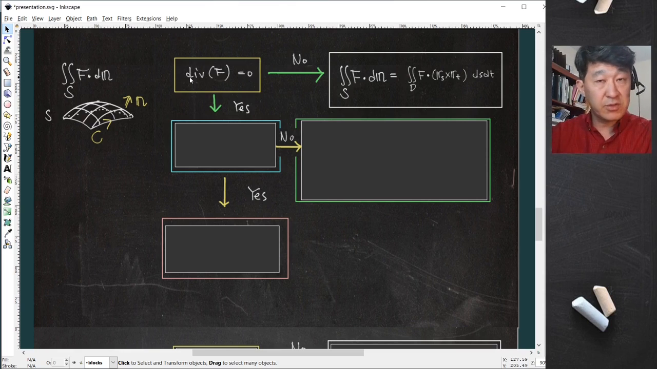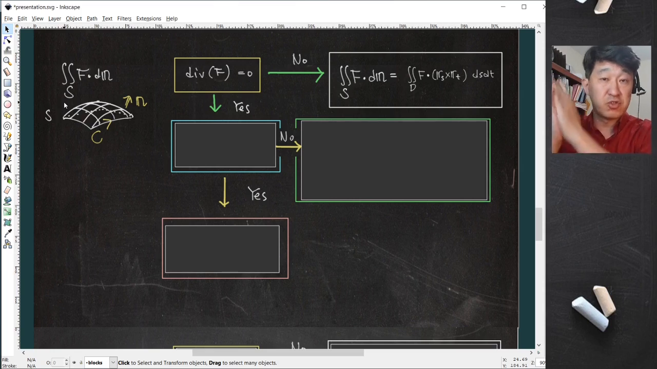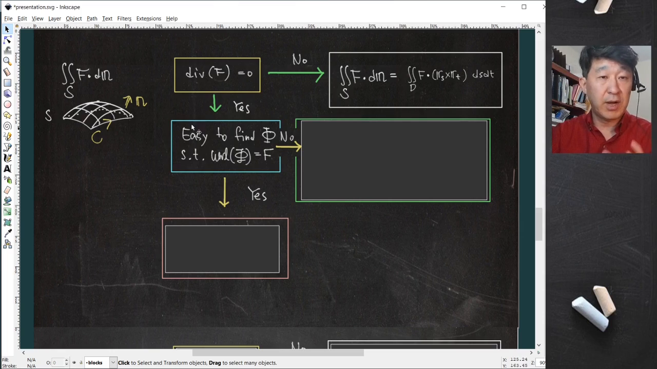But if the divergence is 0, then there's good news. This can be turned into, what is it, the divergence theorem becomes a triple integral. If you think about an imaginary surface underneath it, it closes up into that. So what that means is that for the vector field you're looking at, if the divergence is 0 and it is defined everywhere, then locally this is going to be the curl of something.